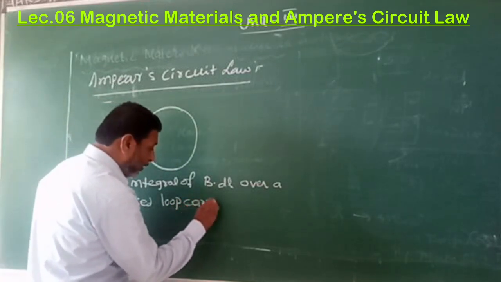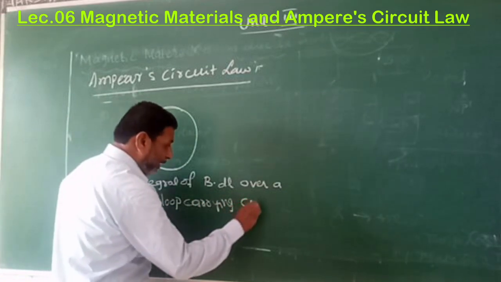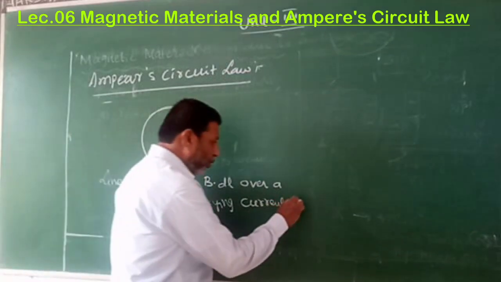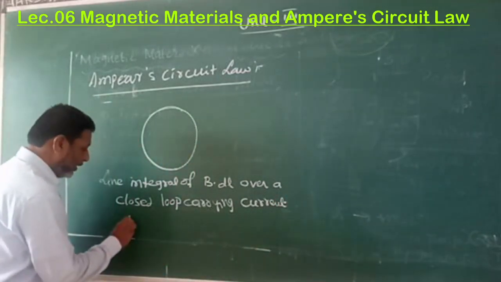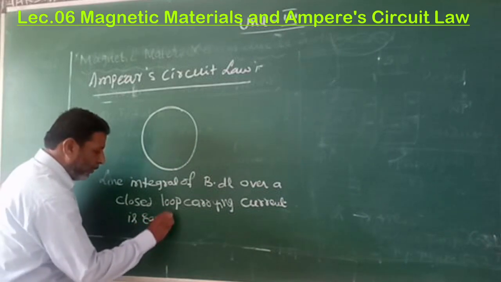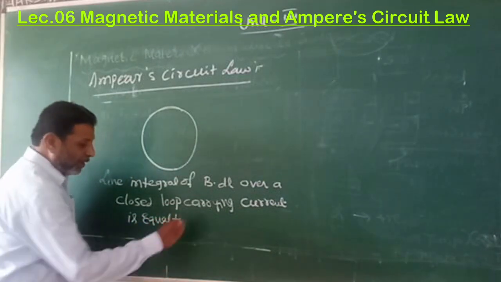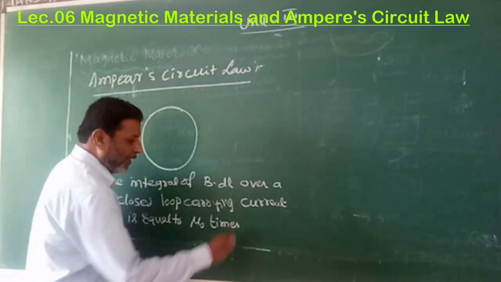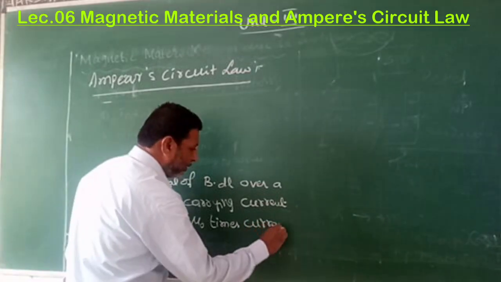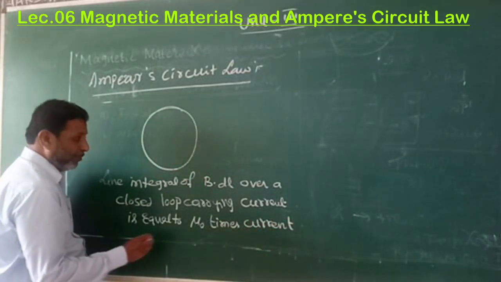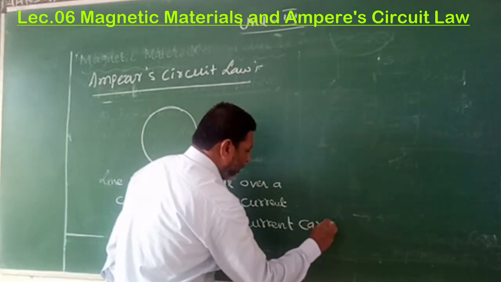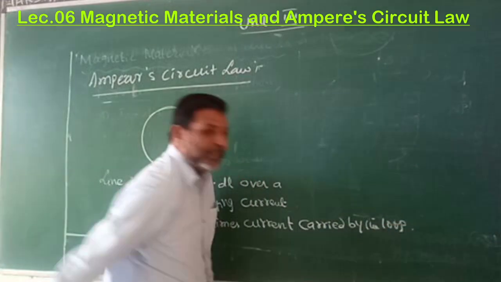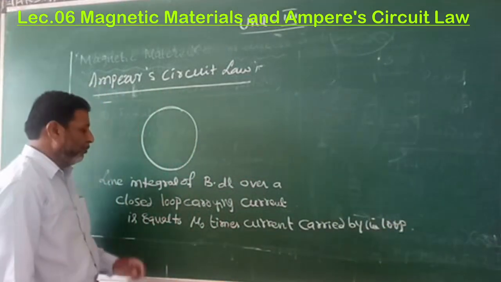carrying current, is equal to mu naught times the current carried by the loop. This is the statement of Ampere's circuit law.